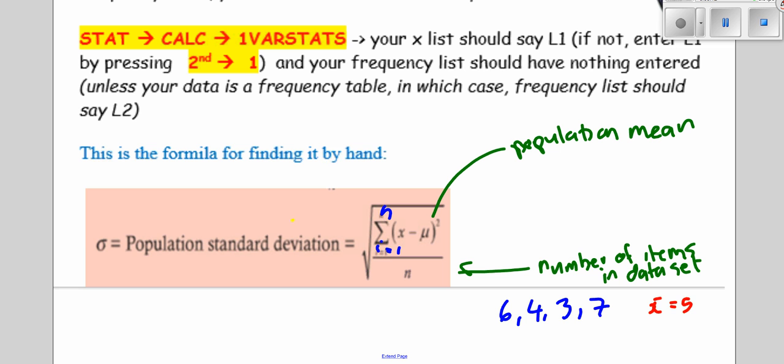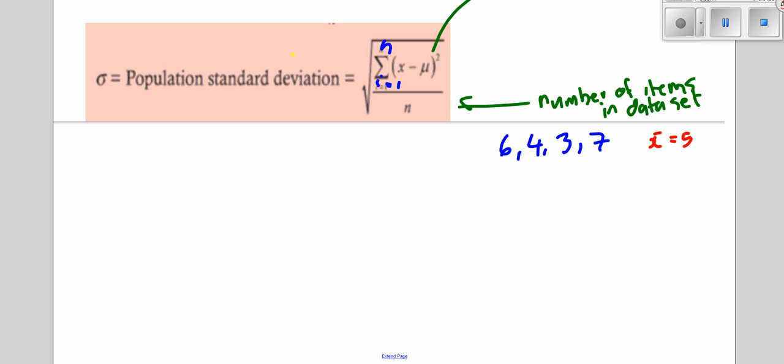If you were to work out the standard deviation by hand, using this formula, just showing you how you would do it by hand, you'd need to do 6 minus 5, work out all of these. So do this bracket part first. So x minus mu, for example, what would that be? 6 minus 5 would get you 1. 4 minus the mean, see we're doing each number minus the mean to start with, would get you negative 1. 3 minus the mean, negative 2. 7 minus the mean, 2.